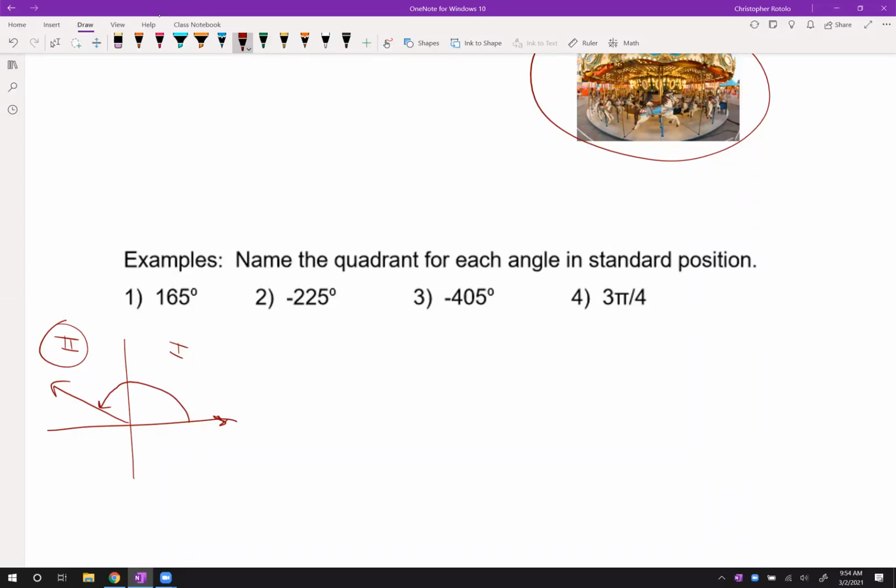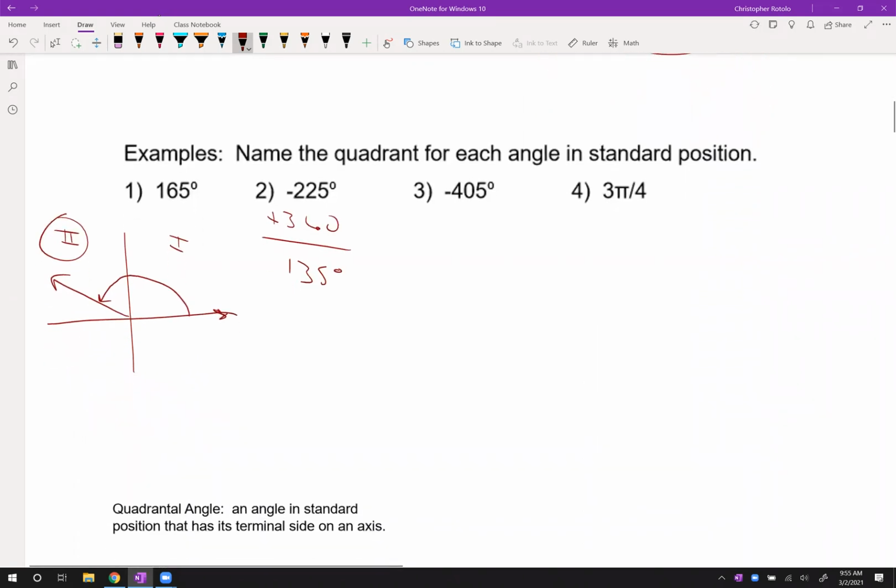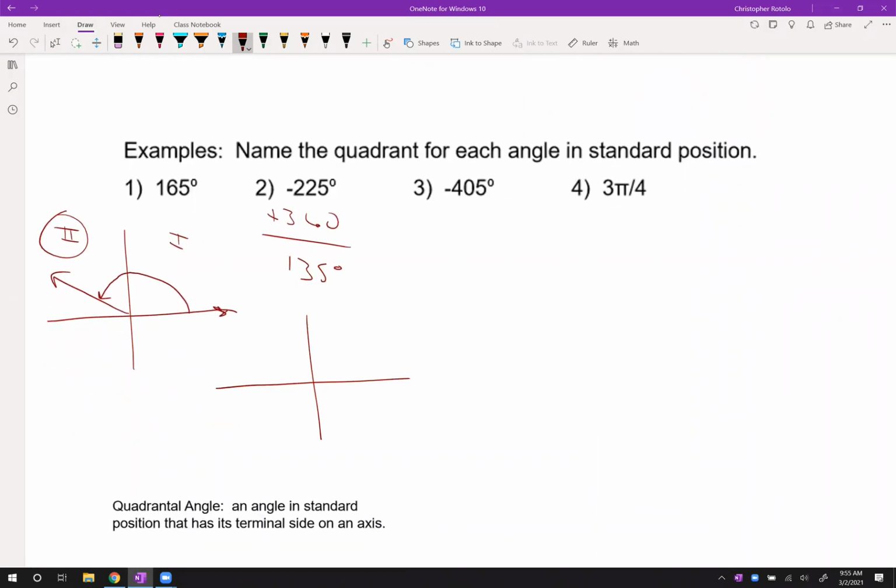Now, negative 225, I'm like, what? I don't like that at all. Well, let's figure out what's going on. I could find the same thing if I just add 360. So if I add 360, I'm at 135 degrees. So I can work with all of these only in the positive direction. Okay, so I'm going to start here, and I'm going to go 90. So 135 is going to be back over here. So I'm in quadrant 2 again.